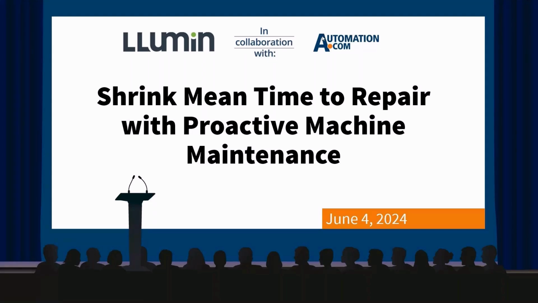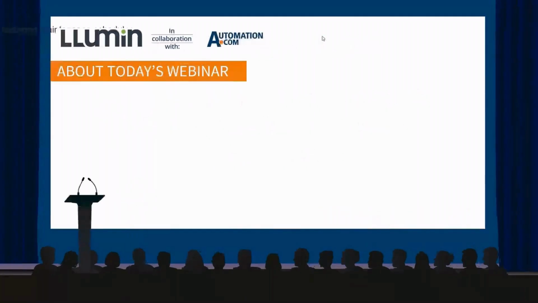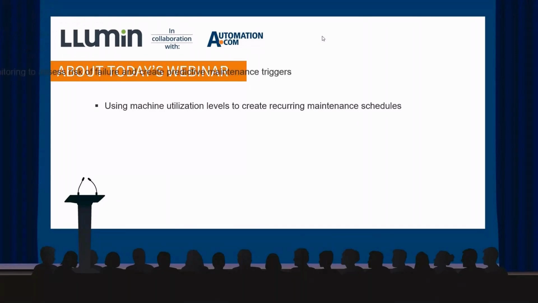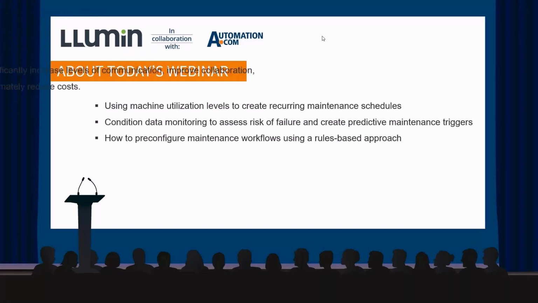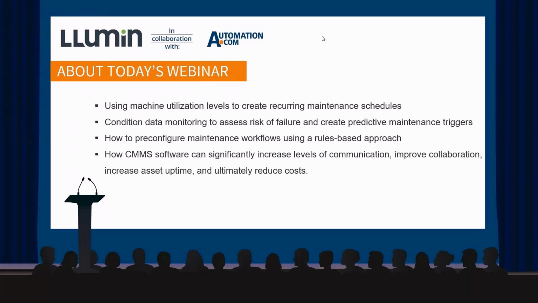Reducing machine downtime is more critical than ever, and monitoring machine parameters and conditions is the most impactful way to proactively reduce the time it takes to make repairs. You can use operating utilization levels to create recurring maintenance schedules or use condition data values to assess risk failures and create predictive maintenance triggers. In this webinar, we will look at both use cases of proactive maintenance and learn how a rules-based approach can help you plan ahead for actions to take, what skills to engage, and what resources to incorporate to fix machines quickly.